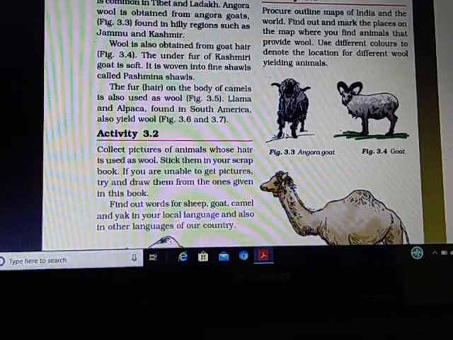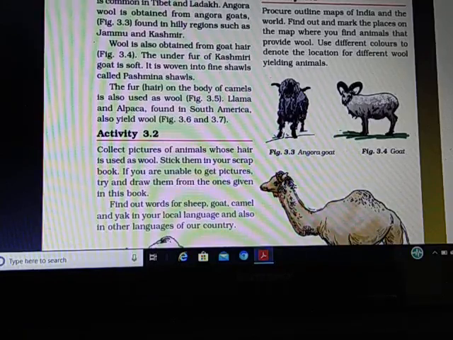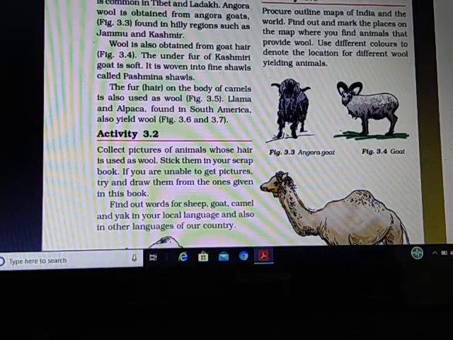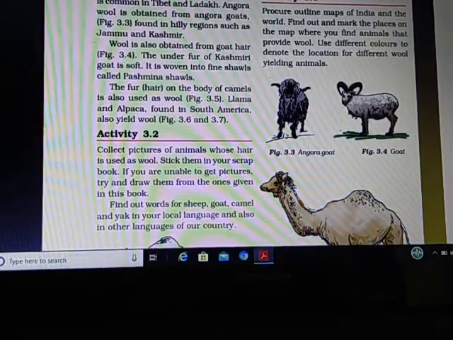Welcome students, today I'm going to teach you NCERT class 7 science chapter 3, Fibre to Fabric. In the last video I completed up to the topic animals that yield fibre. Up to now you have understood that different types of animals give different wools, and they are located in different regions of our country.